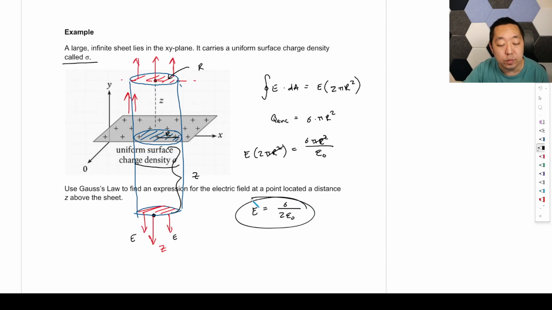Okay. Now notice a couple of things, kind of interesting. The electric field doesn't depend on the height, actually. We thought it might matter, but it turns out it doesn't. They're just constants, based on the surface charge density there.